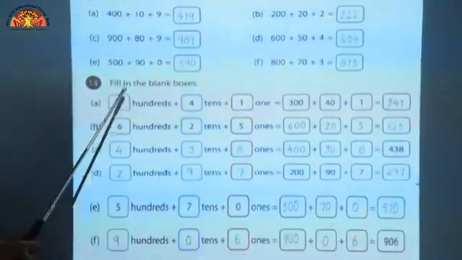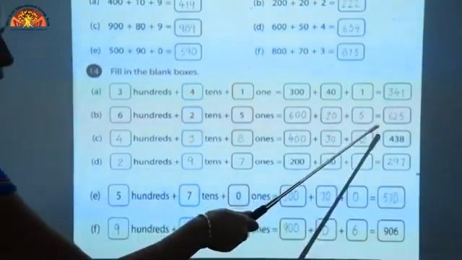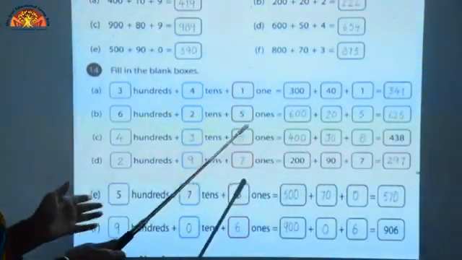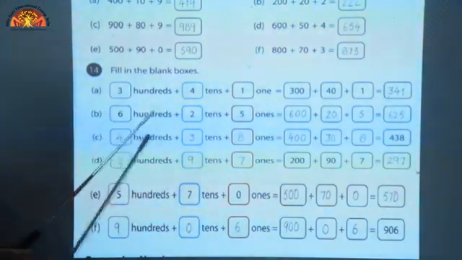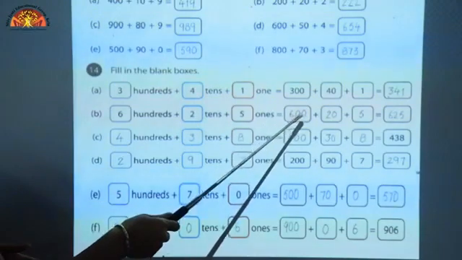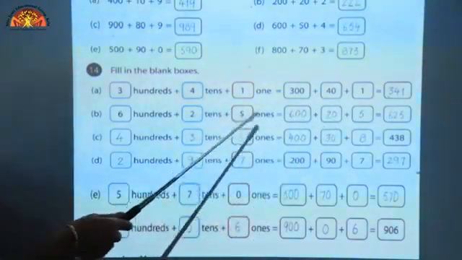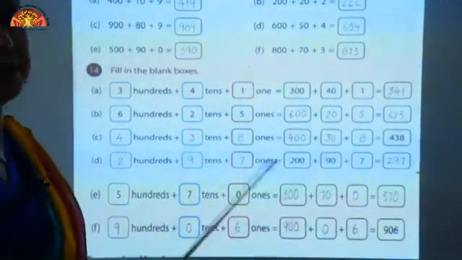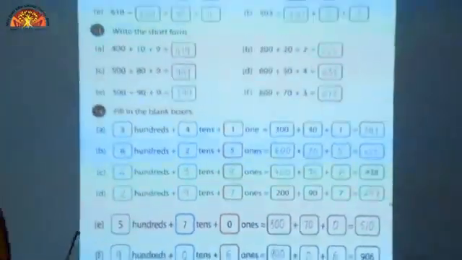Now look at question number 14. Fill in the blank boxes. Here boxes are blank. You have to fill them. You have to write the expanded and short form according to the boxes. Here you have to write 600. 2 tens means 20, and 5 ones means 5. The number will become 625. The rest of the questions you can do yourself.